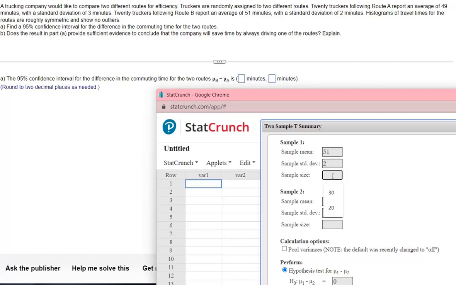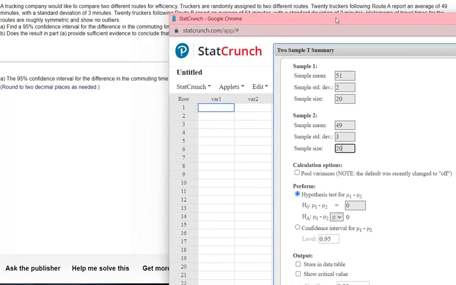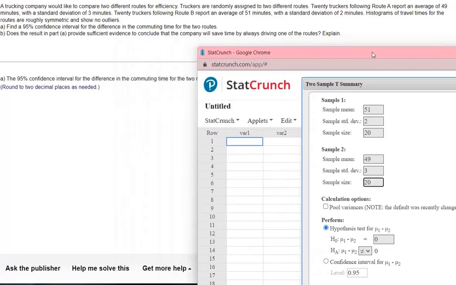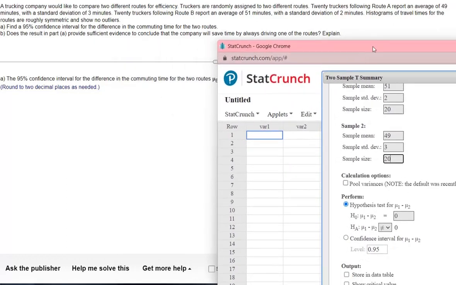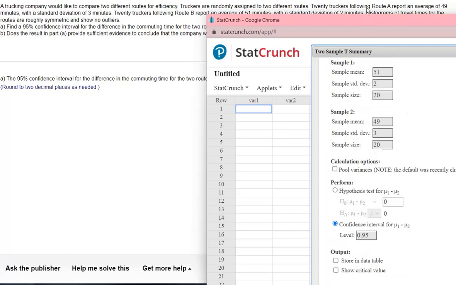Then they said they took 20 truckers. And the second group was an average of 49, because remember it's B minus A here, 49, standard deviation of 3. I think this is set up to come out nicely by hand too. We don't want to pool the variances unless there's a good reason to think that they are coming from some sort of similar population where the variances would be equal. They're different enough, there's 3 and there's 2. We'd have to do a test to see whether they are different, and that's not what the question is indicating for us to do.